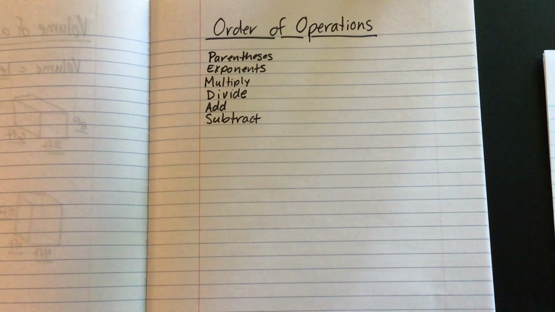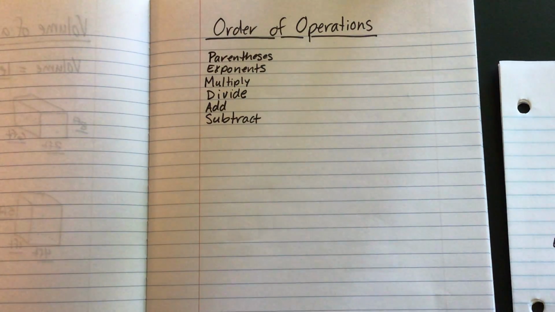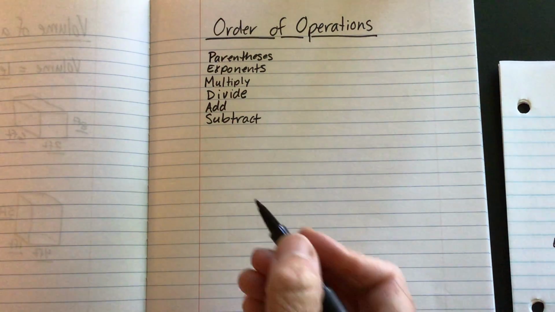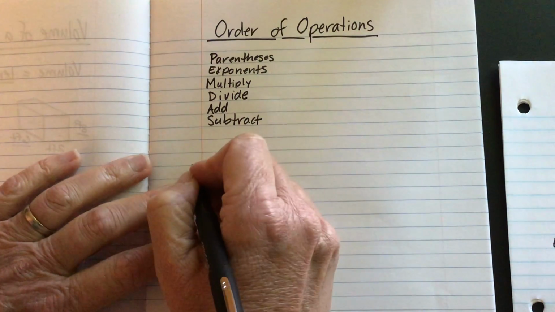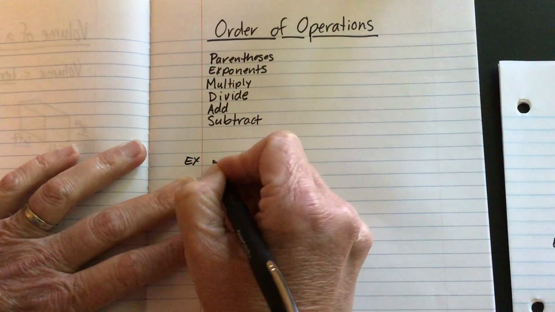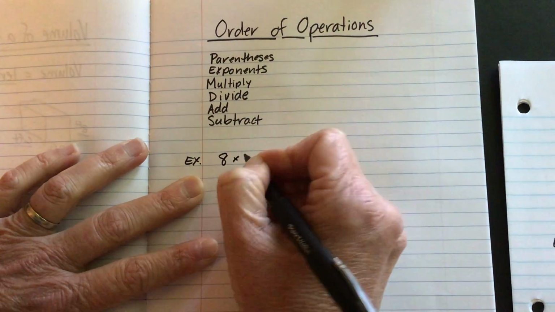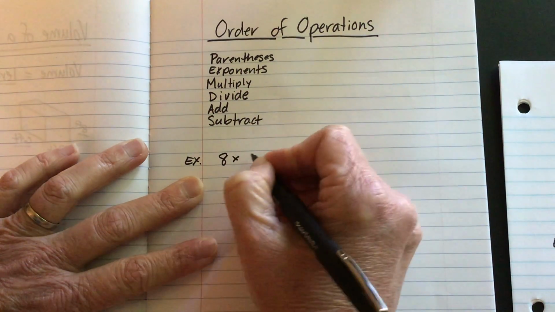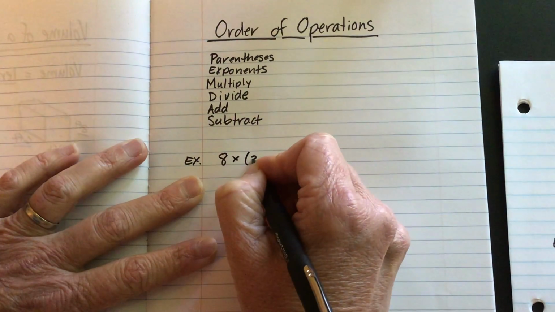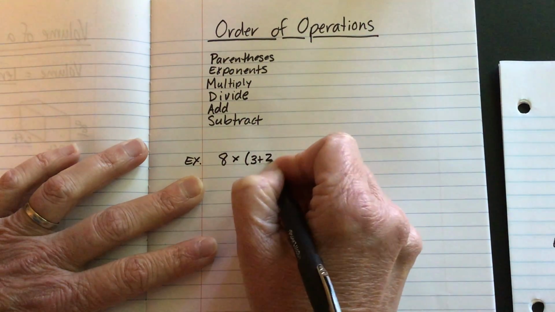Today we're going to talk about order of operations. Order of operations is the way we solve expressions, and it's an agreed upon way, because if we didn't all solve them using the same rules, we would not all get to the same answer. We agree on these rules and we have to use them.